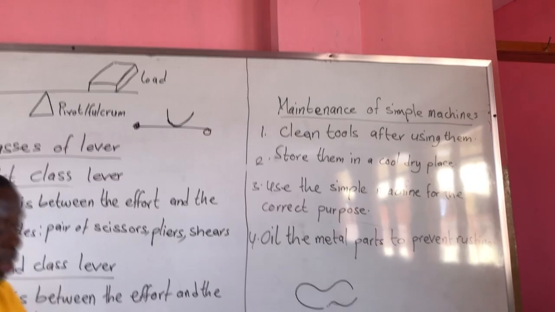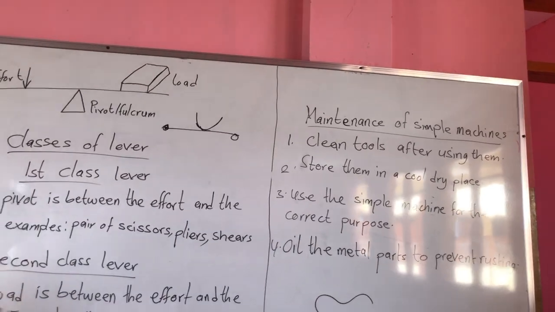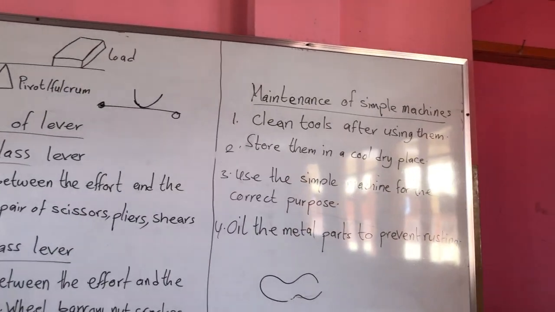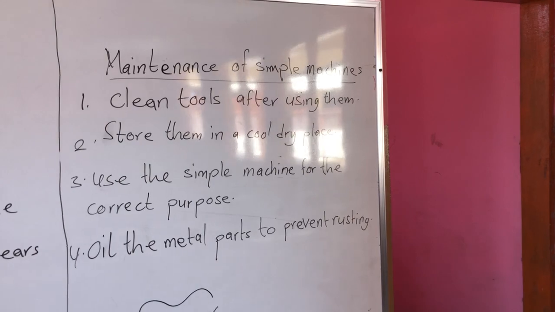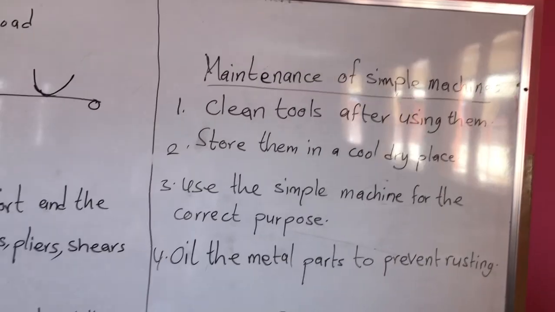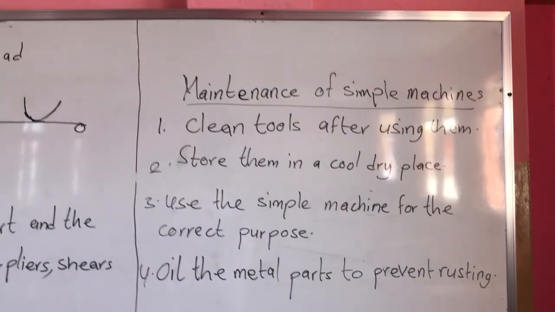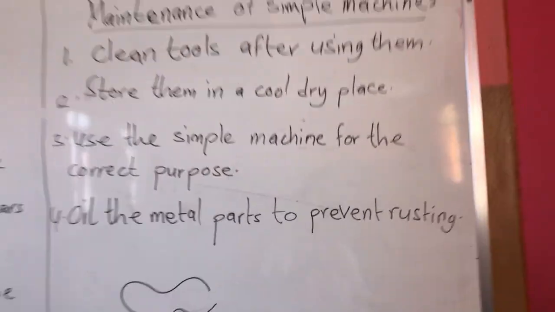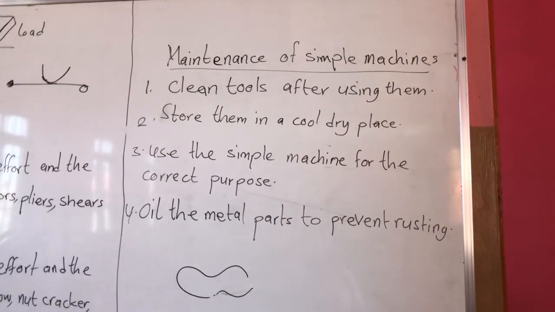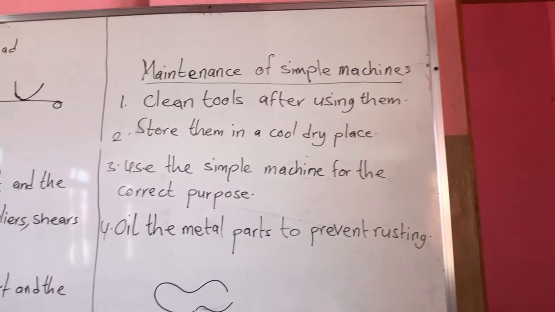Right, if you are clear with this, then let's continue with the maintenance of simple machines. How can we keep simple machines for a longer period of time? Number one is that we should clean tools after using them. Always after you finish using them, you have to clean them. When we clean them, they are always neat and even sharp for us to use.